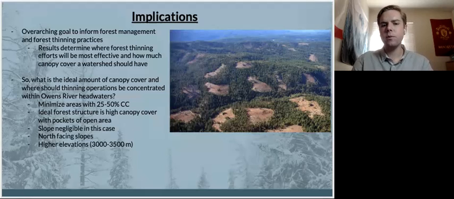Well, we know we want to minimize the amount of medium canopy cover in that 25 to 50% range because it accumulated less snow. And we know that open areas accumulated the most snow, but the high canopy cover areas had the longest melt times. So based on that, I think the ideal forest would look something like the photo on the right. The forest has high canopy cover with pockets of open area in between.